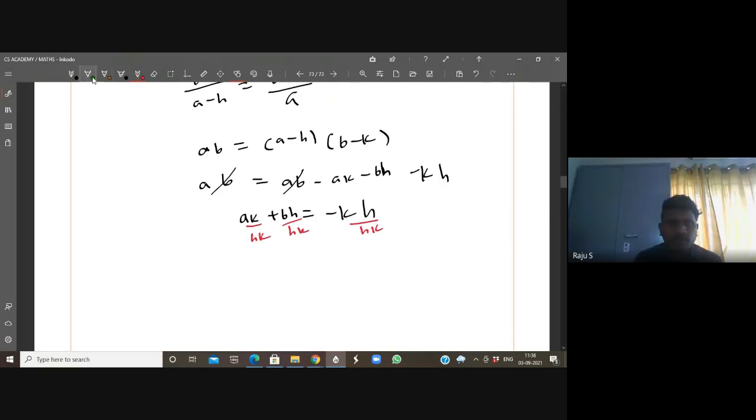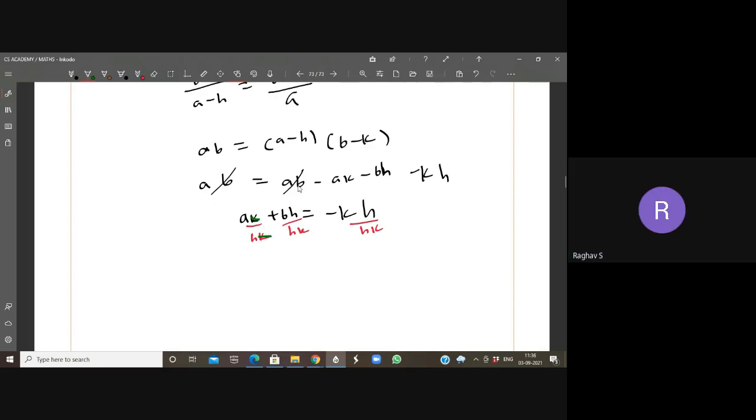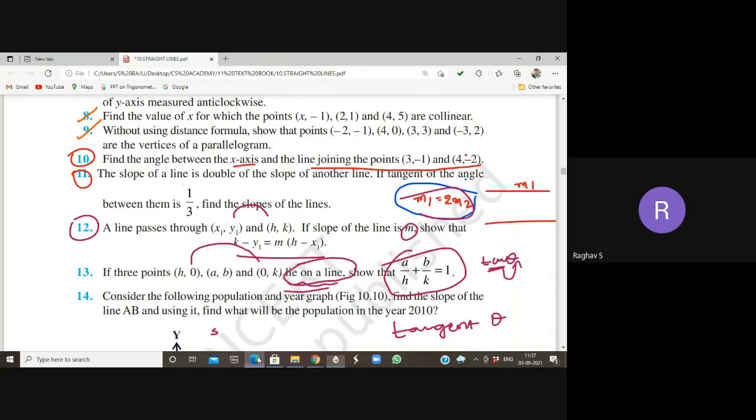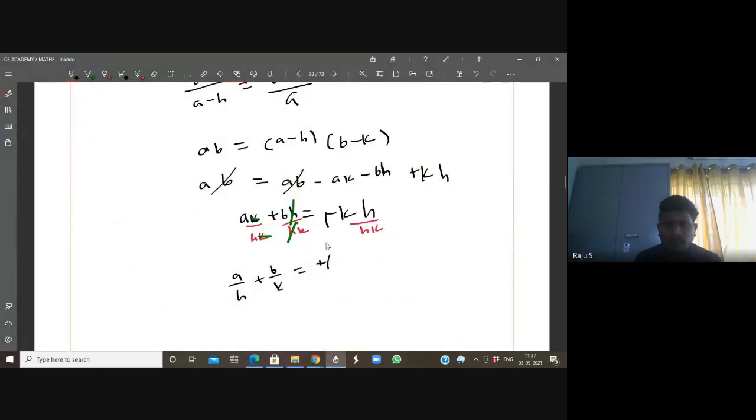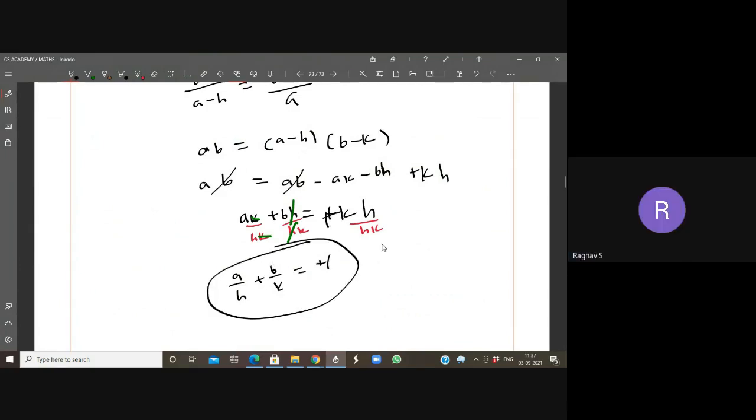what do you observe here? A by H plus B by K equal to minus 1. Sir, that is not minus KH, that is plus KH, sir. If minus into minus, multiply, it is plus 1. That is what I'm thinking, because in the question they have given right side is plus 1. So minus into minus plus it will be, equal to plus. Hence proved.